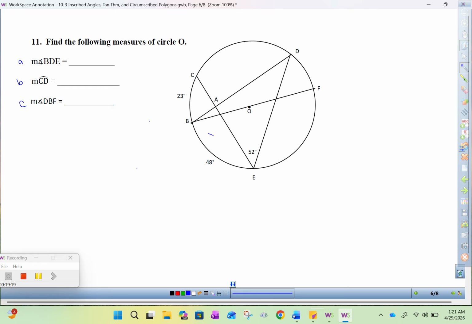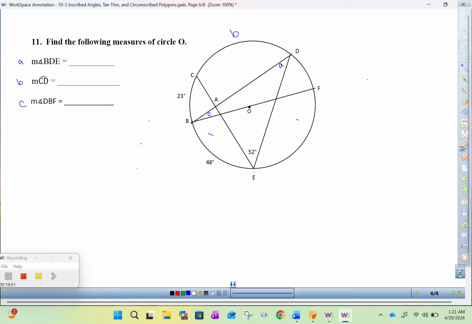So the first one is B, D, E. So from B, D, E, since it's an angle, that means I'm putting little a inside here. That's the first thing I'm going to need to find. Okay, then measure of the arc CD is from here to here, so I need this outside. And then DBF is another angle that I'm going to put inside. So from D to B to F is this little corner here is C.